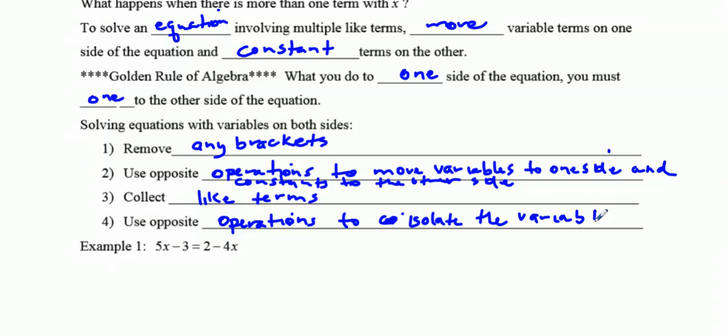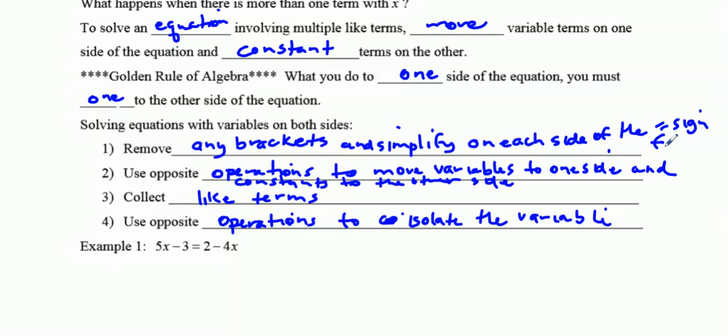And the other thing that you might want to do is remove any brackets and simplify on each side of the equal sign first. So in other words, if you had something like 3x plus 2x equals 5, you want to make that 5x first before you do anything else. Okay? So remove brackets and then simplify on each side before you start moving things around.